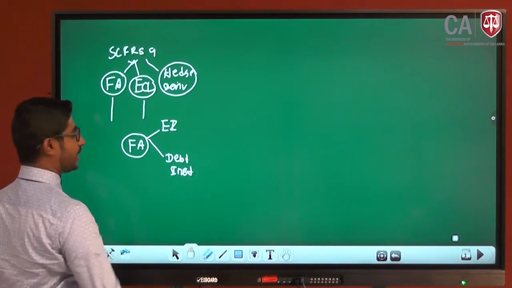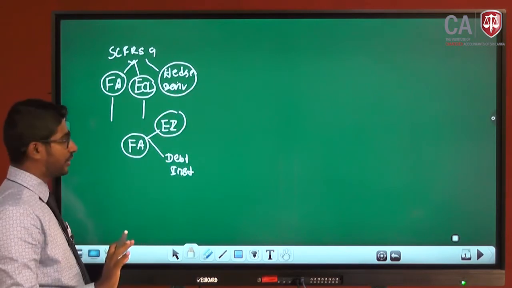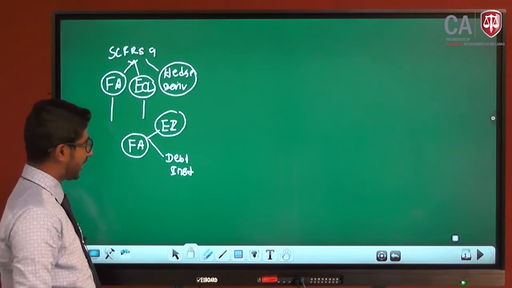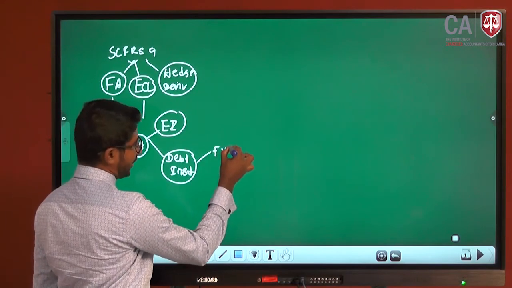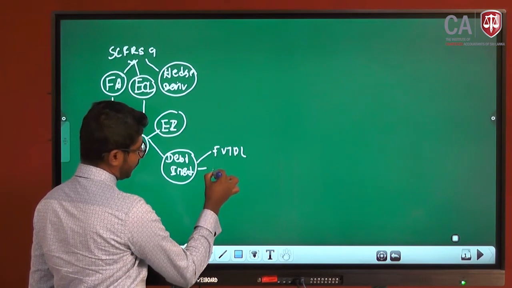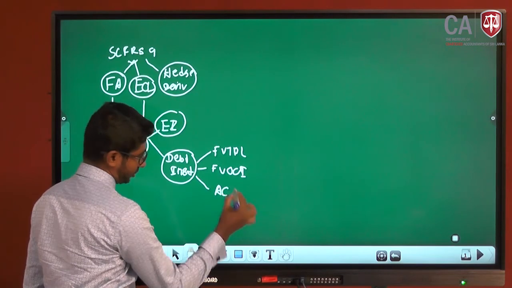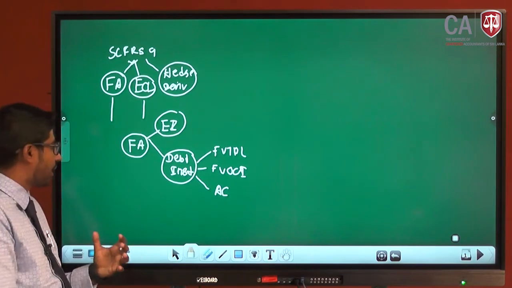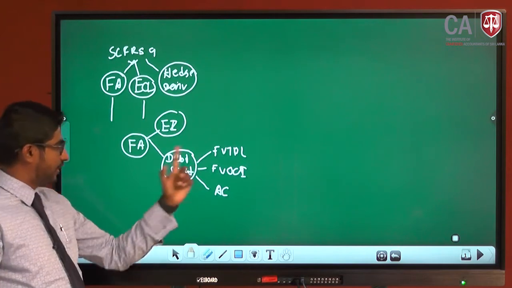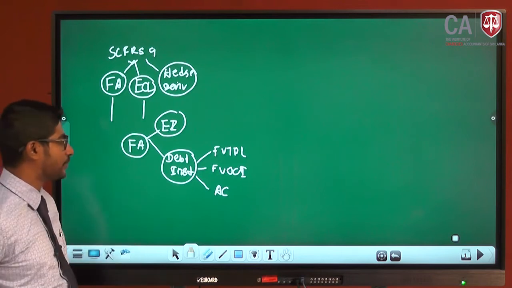So equity instrument, students, we know we have 2 categories: fair value through profit and loss and fair value through OCI. Debt instrument, we have 3 categories: FVTPL, fair value through OCI and amortized cost. So how to decide whether a financial asset or a debt instrument is FVTPL, fair value through OCI or amortized cost? How to decide? That's the problem.